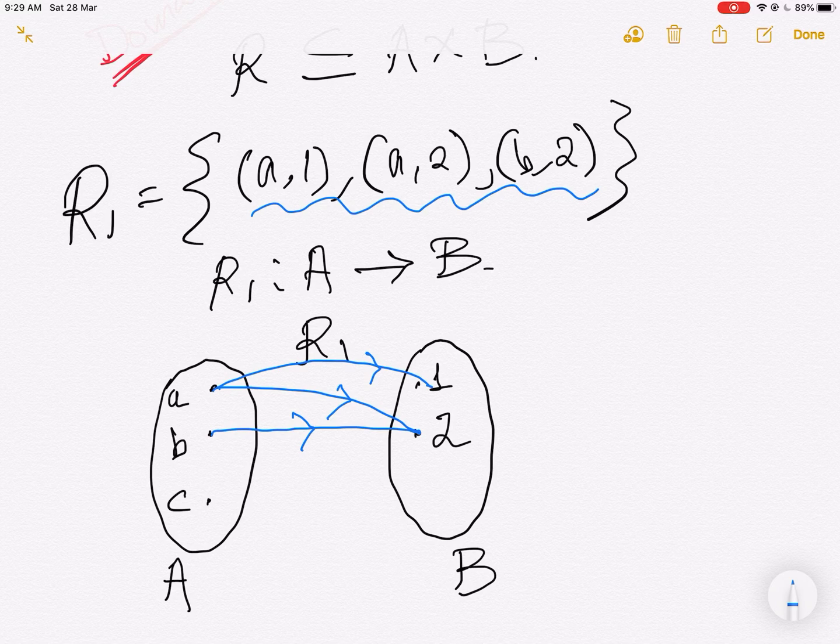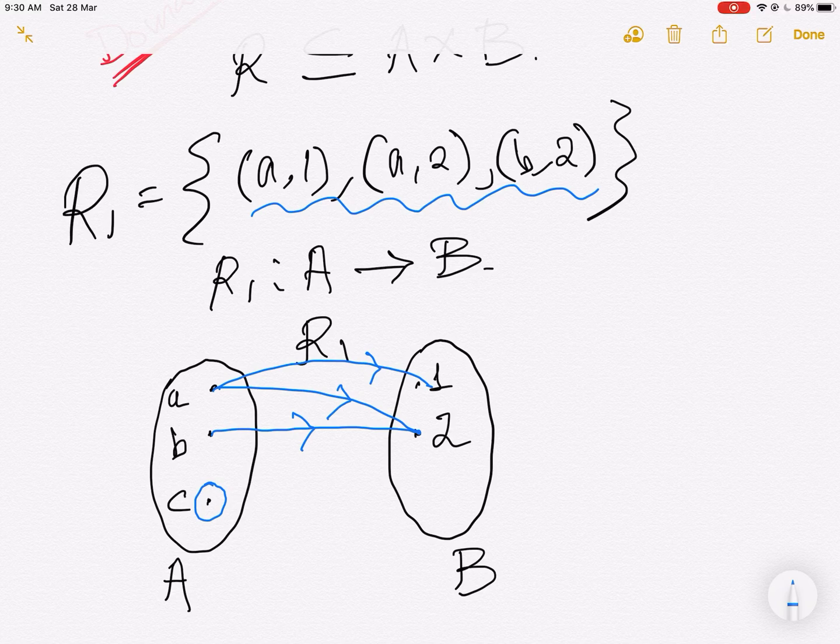So basically, by a set relation, what we mean is that some or all elements of the first set, in this case the set A, are associated or mapped to some or all elements of the second set, that is the set B. As we can see here, some element of A, that is c, is not associated with any member of B. Only the two members a and b are being associated with the elements of the set B.